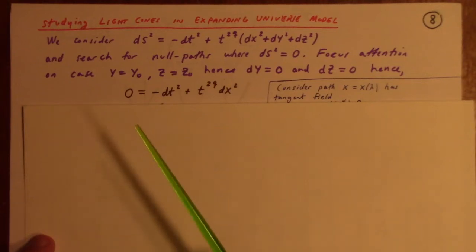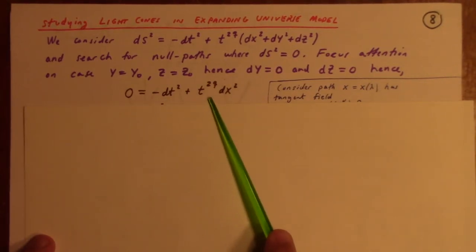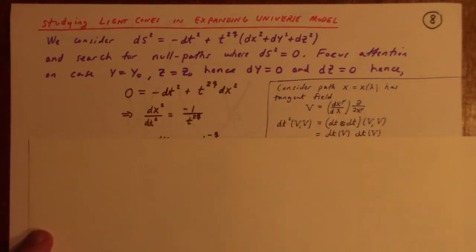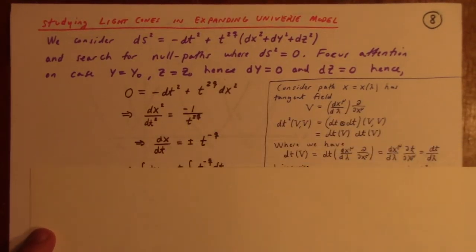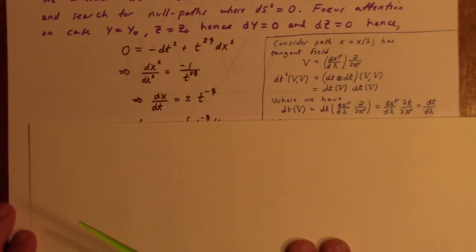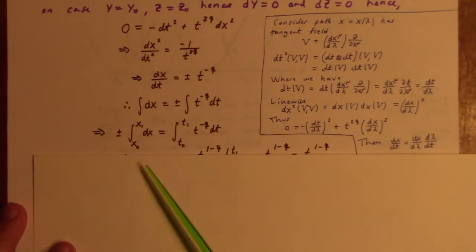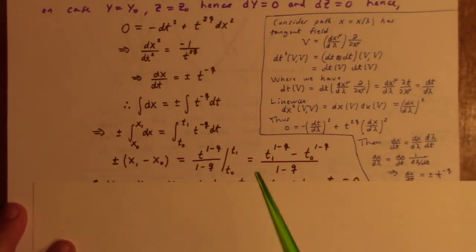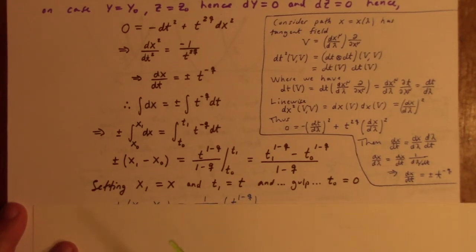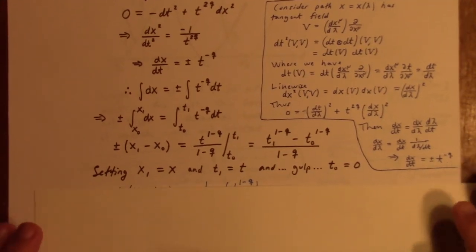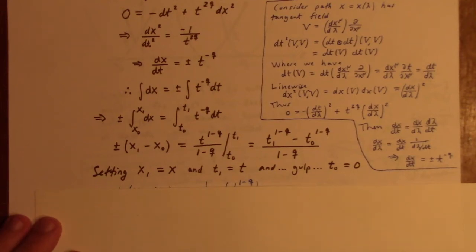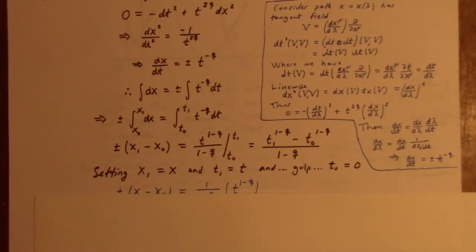And so then you're just looking at 0 equals minus dt squared plus t to the 2q dx squared, which if you solve for that, you get dx/dt equal to plus or minus t to the minus q, which then we can separate, integrate, and do some algebra, and then I'll put back in x1 equal to x and t1 equal to t, and I'll put t0 equal to 0, ignoring the whole thing about not doing t equal to 0, because that seems to be what has been done for this formula, so whatever.